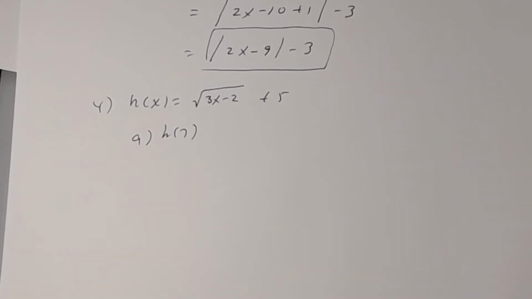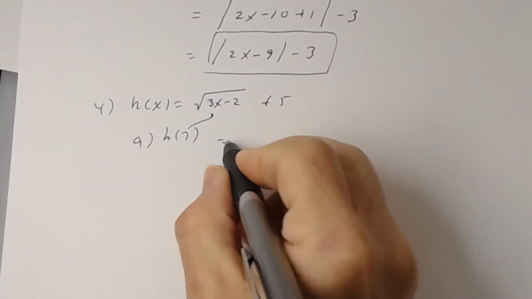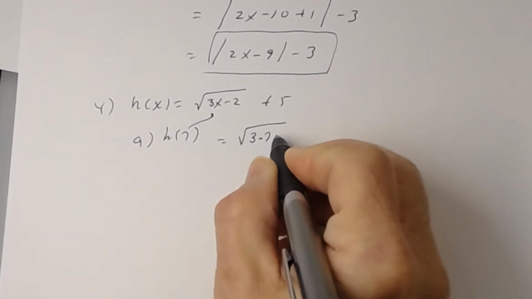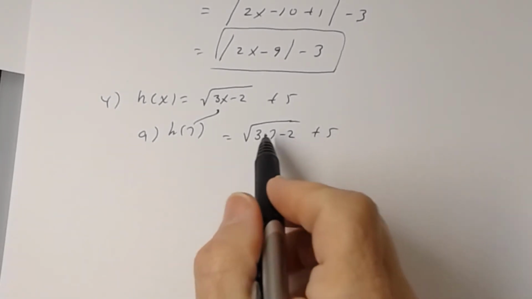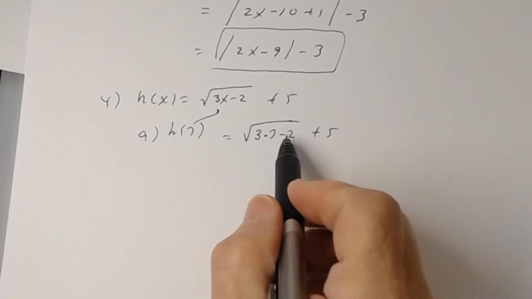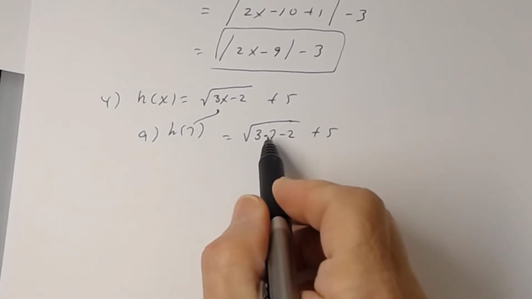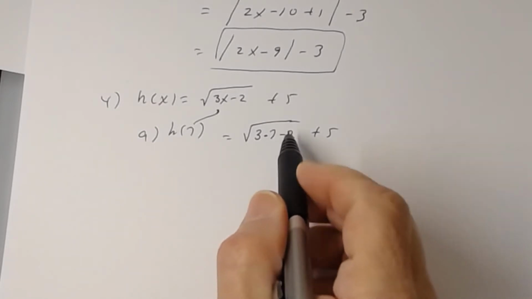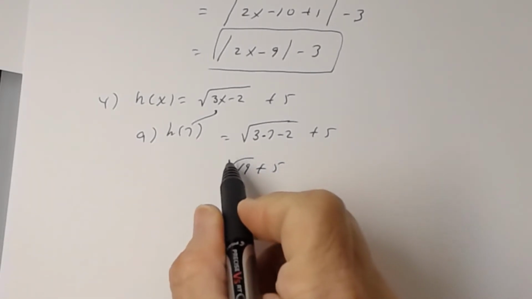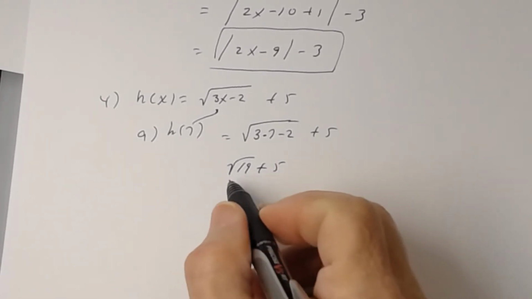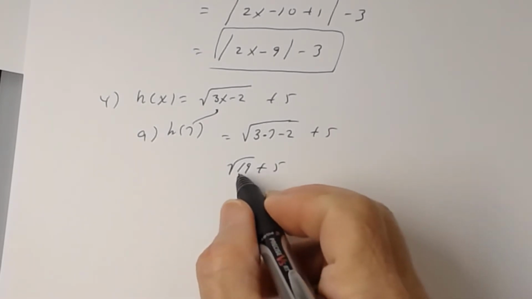So basically, wherever you see the variable x, you're going to substitute what? 7. So this becomes the square root of 3 times 7 minus 2, plus 5. Now work within the radicand. What's 3 times 7? And what's 21 minus 2? 19. So I get the square root of 19 plus 5. Can I simplify this? Can I combine like terms? Are these like terms to begin with? No.